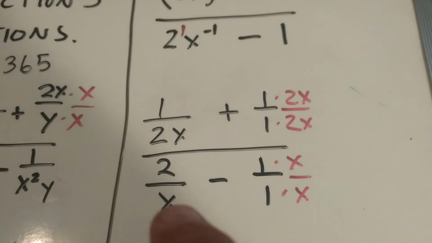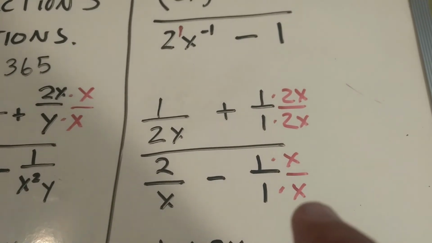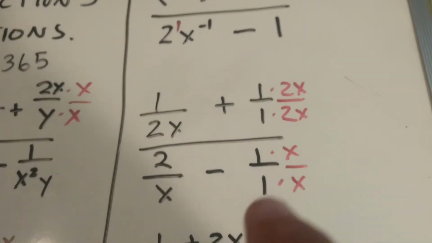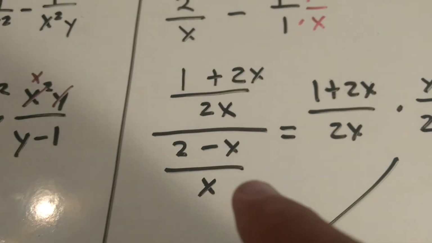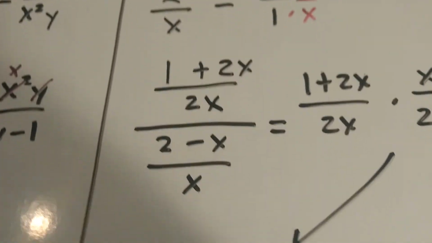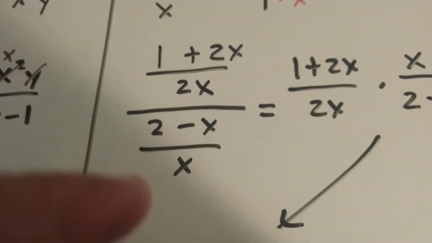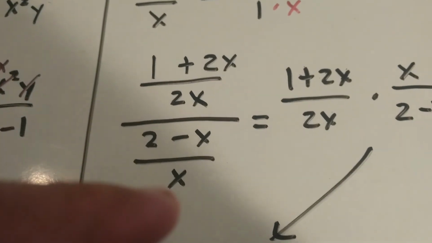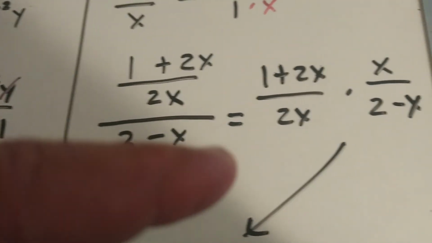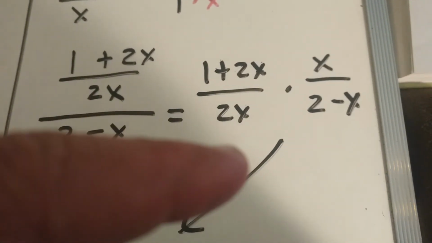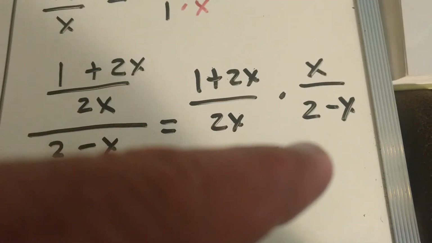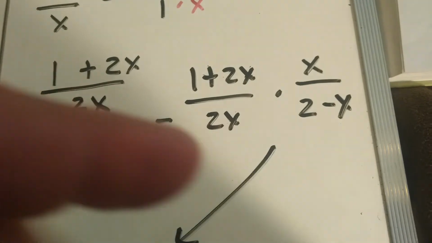Least common denominator here is x. So I'm going to multiply the bottom by x, the top by x. This gives me 2 minus x over x. So now I'm in the position I want to be in. Fraction divided by a fraction. Which means top fraction multiplying the reciprocal of the bottom. So I'll get 1 plus 2x over 2x. This becomes x on top over 2 minus x.